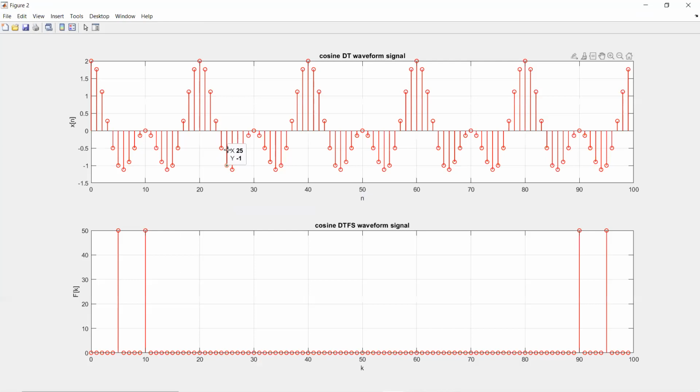The result is as shown. It has positive and negative values, just like the DT waveform in the question before. As for the DTFS, it has four signals, at 5, 10, 90, and 95.